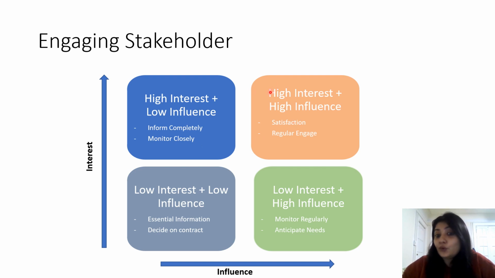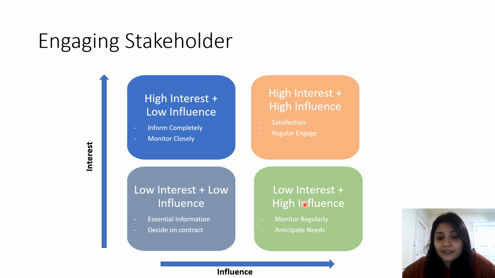What happens if your stakeholder has high interest and high influence? In that scenario, you have to inform your stakeholder completely, as well as engage them regularly. In case of low interest and low influence, you only have to provide essential information and decide basically at the start of your project the frequency you want for the meetings and engagement activities.